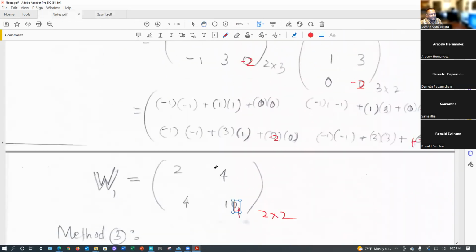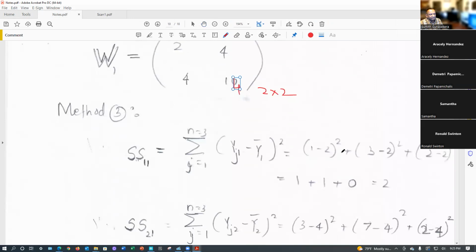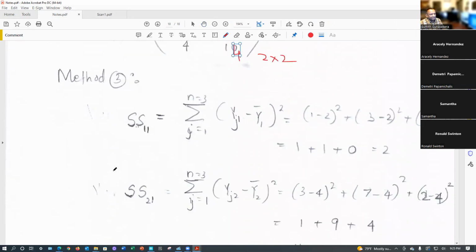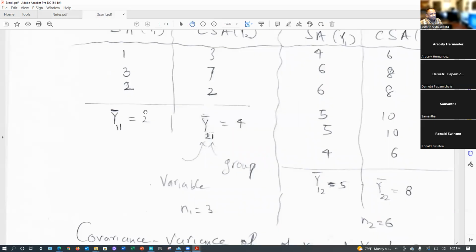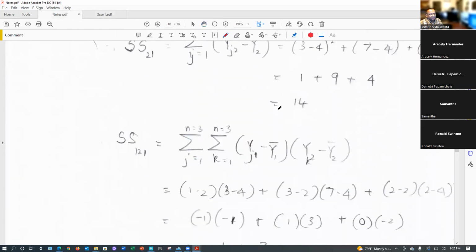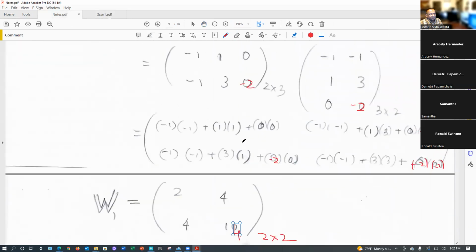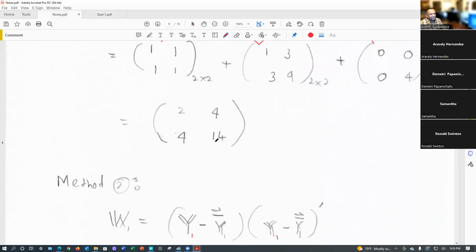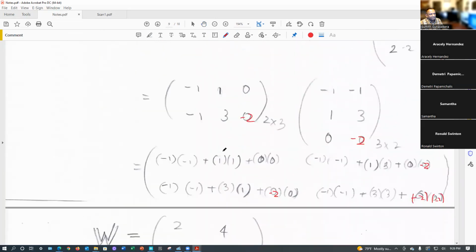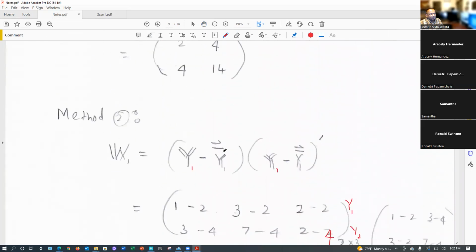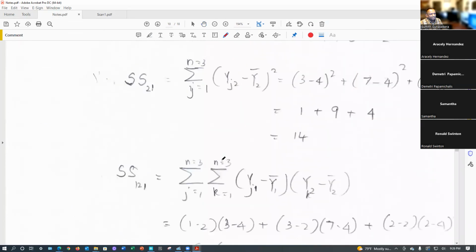That's what we were trying to do over here. See, (1 minus 2) squared plus (3 minus 2) squared. I got the variance, well, not the variance, just this part. In a similar fashion for the second one, you can do (3 minus 4) squared plus (7 minus 4) squared plus (2 minus 4) squared, and add them up. That would give you 14. See, 14.